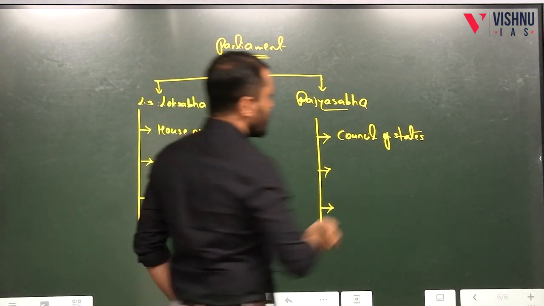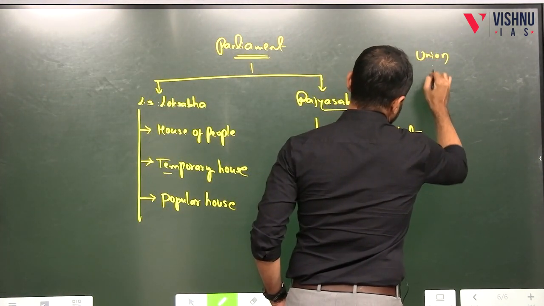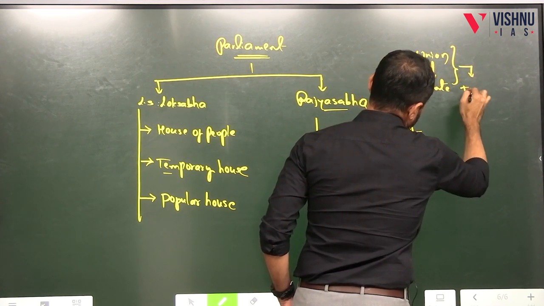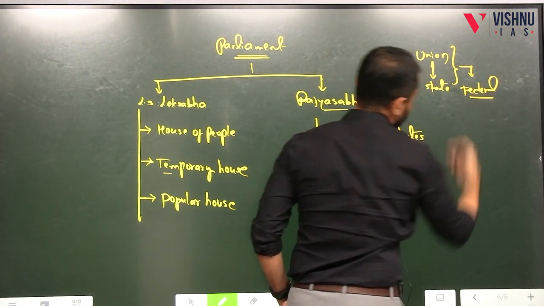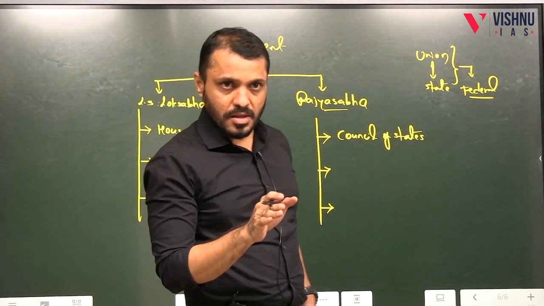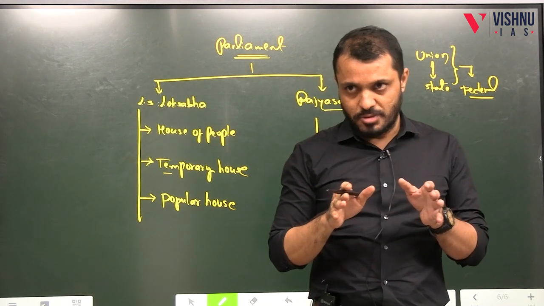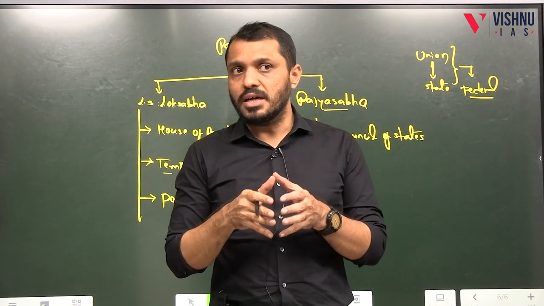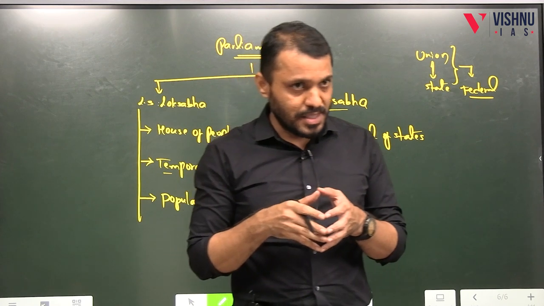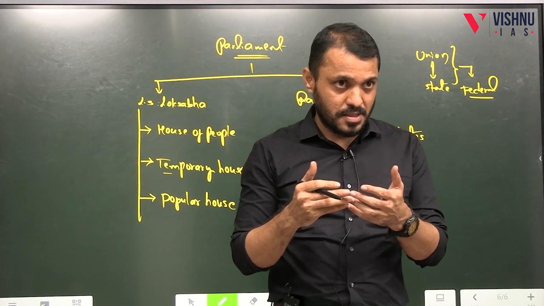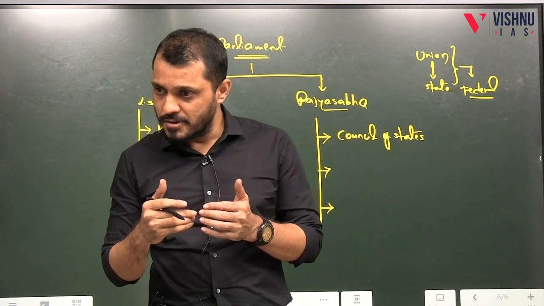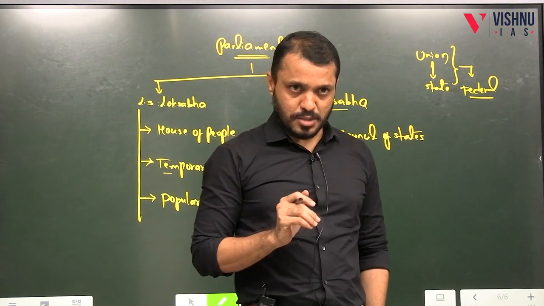That means, obviously, something is between the union and state. The relation between the union and state is known as federalism. Federalism is all about the relation between the union government and state government. Listen carefully. In parliament, which house is dealing with the states? Lok Sabha or Rajya Sabha? Rajya Sabha is dealing with the states. That means any issue related to federal matters has to be first started in Lok Sabha or Rajya Sabha? Rajya Sabha. That is what I try to explain to you.